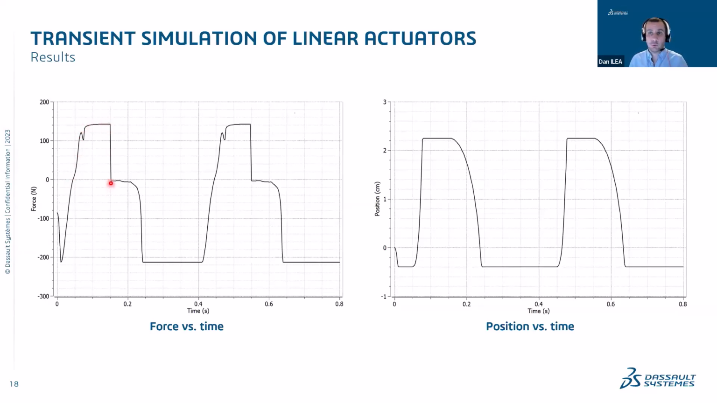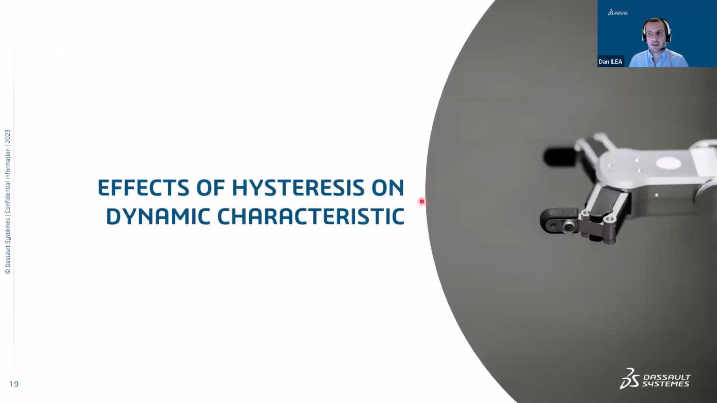And then we switch off the current, force drops to 0, and as the moving part moves back closer to the magnet, this force again drops, and we have one more cycle of that. And you can see here the same view with the position. Now, let's introduce into the equation hysteresis.